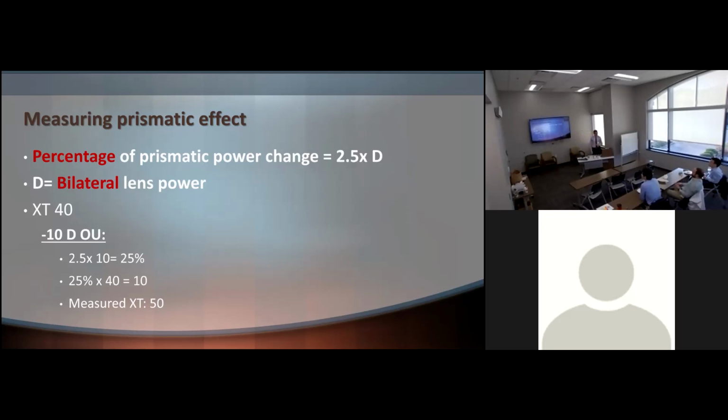On the other hand, if that same patient with XT of 40 is wearing plus 10, the same concept applies: 2.5 times 10 equals 25%, and this is a 10 diopter difference. But plus hides the strabismus, so we subtract 10 from 40, and the XT that you can measure is 30. So if you have a patient with plus 10 glasses and you measure 30 prism diopters, automatically just add 10 more, and this will give you the patient's actual deviation.